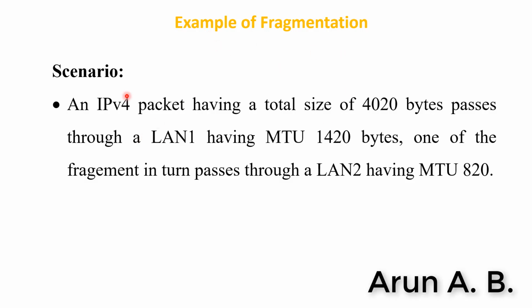The problem states that an IPv4 packet having a total size of 4020 bytes passes through a LAN 1 having a maximum transmission unit, that is MTU, of 1420 bytes. Further, one of the fragments passes through a LAN 2 having an MTU of 820 bytes. So we need to work out how this fragmentation occurs.